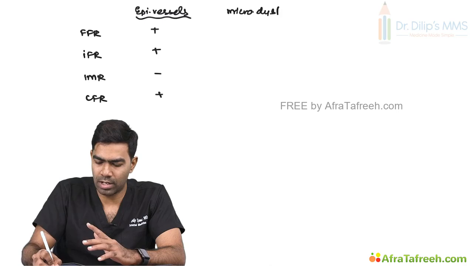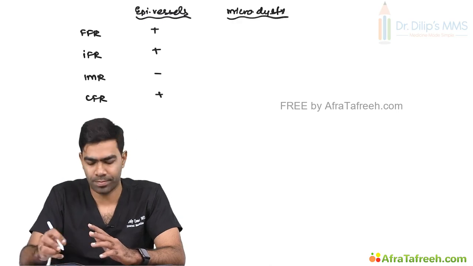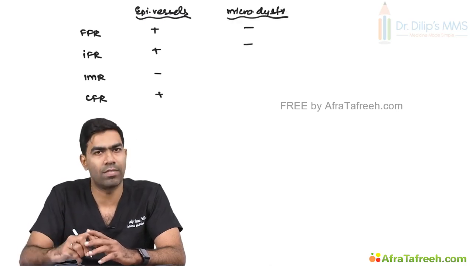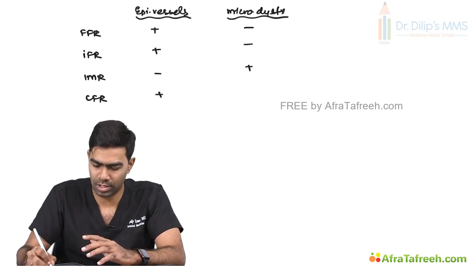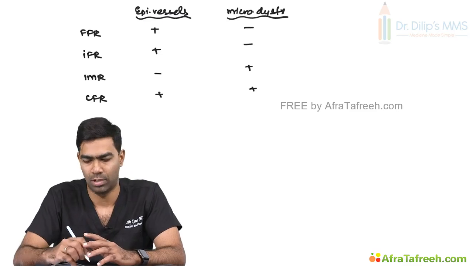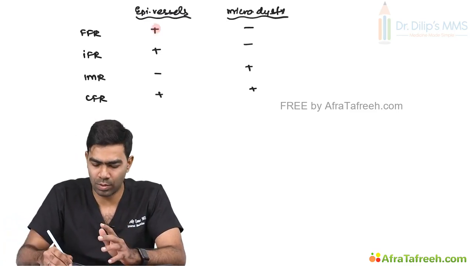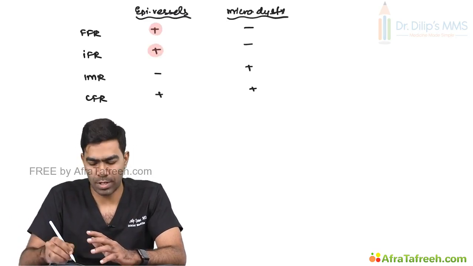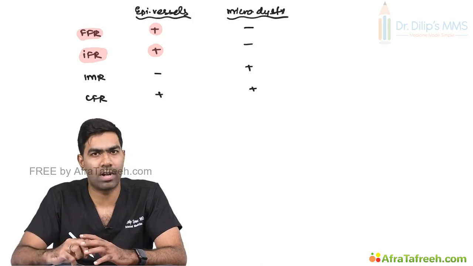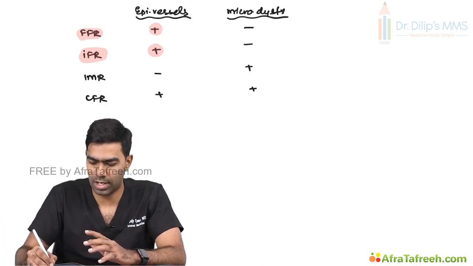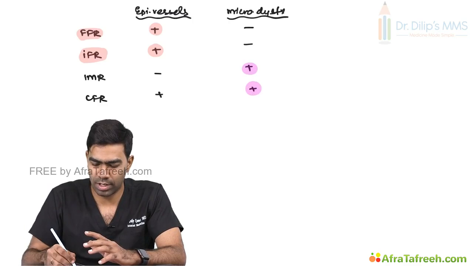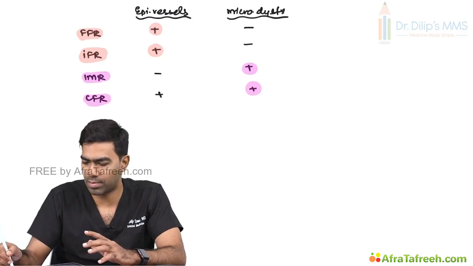Whether they can tell microvascular dysfunction or not, IFR, definitely no. FFR, definitely no. IMR, surely yes. CFR, surely yes. So we have 2 sets of investigations that will tell you the status of epicardial vessels, which is the gold standard, FFR and IFR, and 2 investigations which can tell the status of microcirculatory dysfunction, that is IMR and CFR, as simple as that.